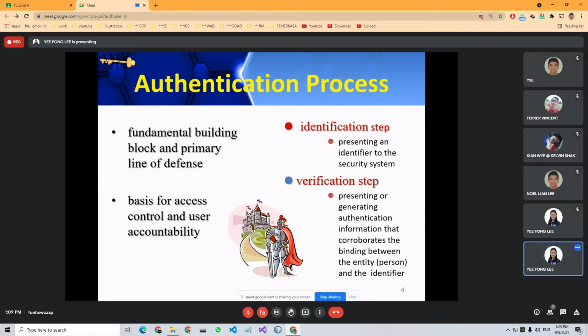After that, the identification step is presenting an identifier to the security system. This identifier should be assigned carefully to grant access. The verification step is presenting or generating authentication information that corroborates the binding between the entity and the identifier itself.